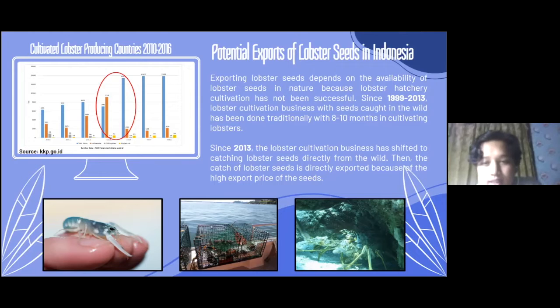1999 to 2013, Indonesia attempted cultivation of lobster, where seeds caught in nature were cultivated in the traditional way, which takes 8 to 10 months. However, since 2013, the cultivation of lobster switched to fishing foraged lobster directly from nature. Then the catch is exported directly because of the high selling price of lobster seed. From the explanation above, we know that the export of lobster seed is very profitable.